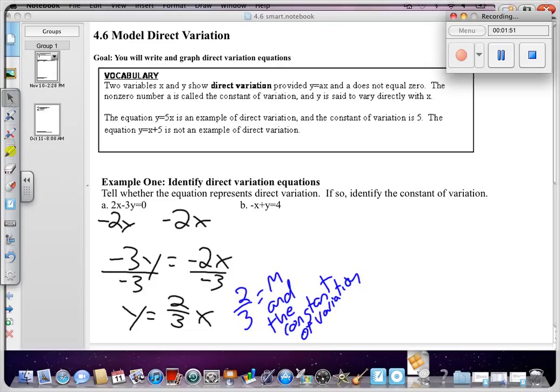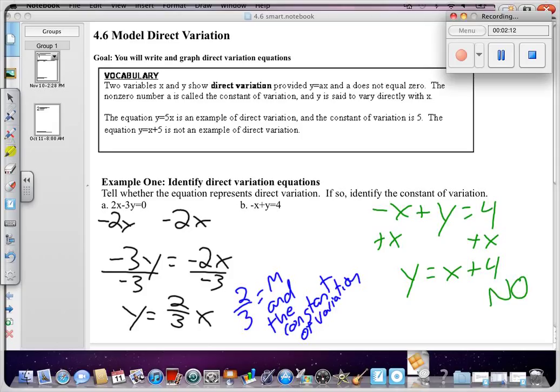Okay, we're going to look at the next one. We've got negative x plus y equals 4. So the first thing I'm going to do is add x to both sides. And I get y equals x plus 4. Is this direct variation? Yes or no? No, because something's being added to it. So no, it's not.